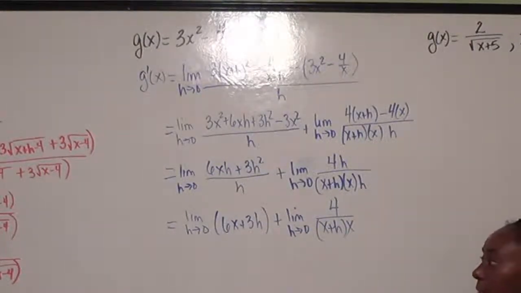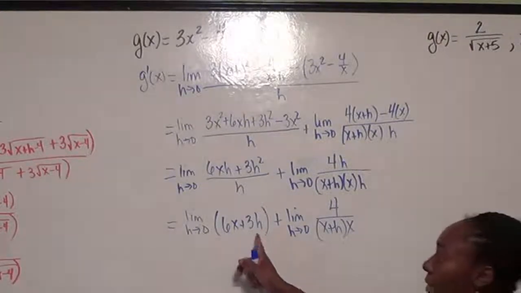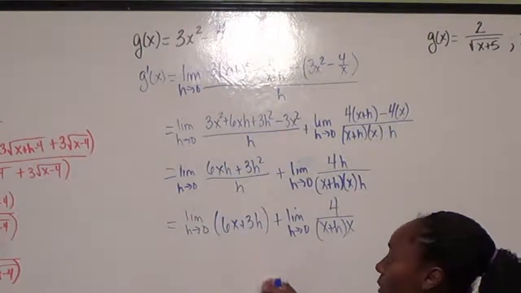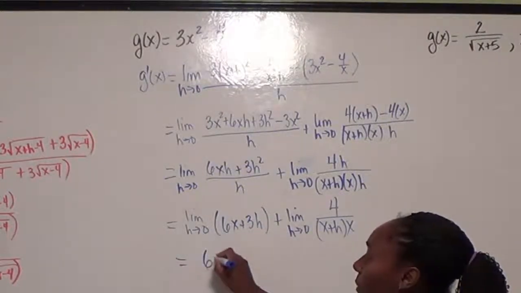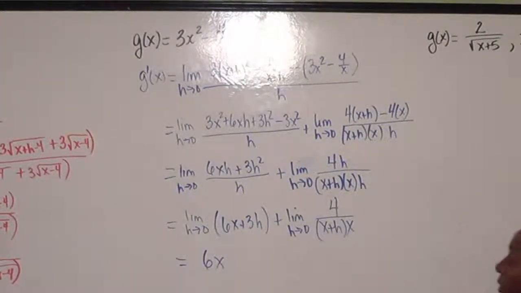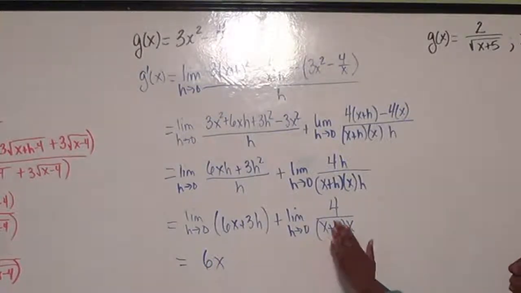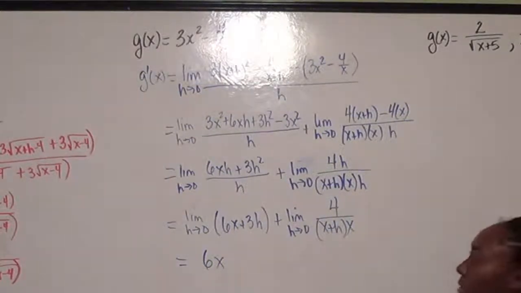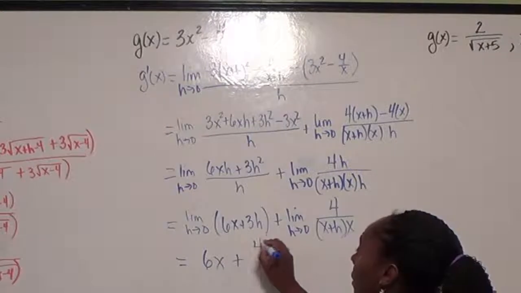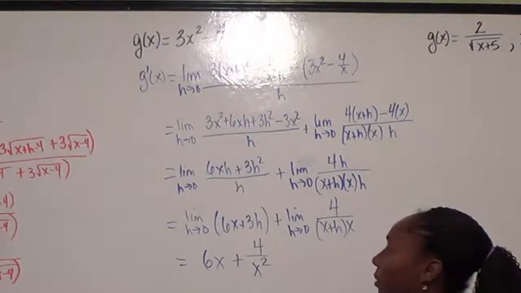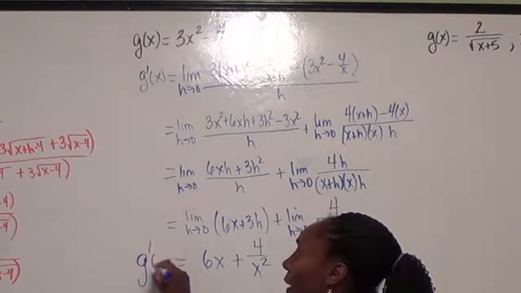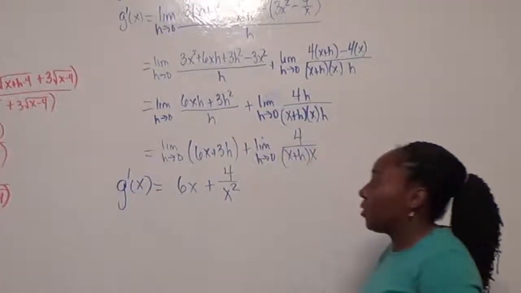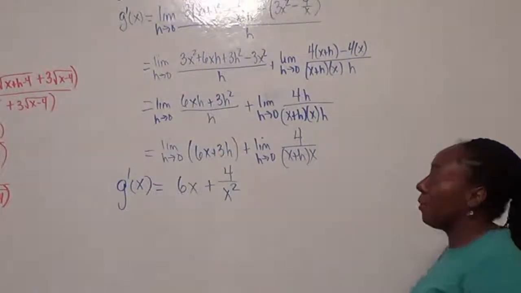Now taking my limit, we'll see that as h goes to 0, this first piece will go to 0. So the 3h goes to 0, I'm left with just a 6x. And over here, as h goes to 0, I'm just going to be left with an x times an x on the bottom. So I get a 4 over x squared. This is my g prime of x. Okay, so there's my function for the derivative.